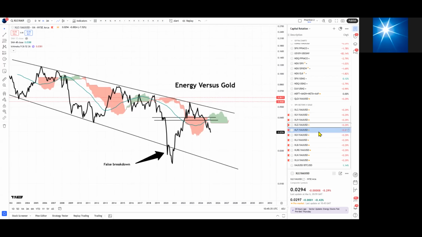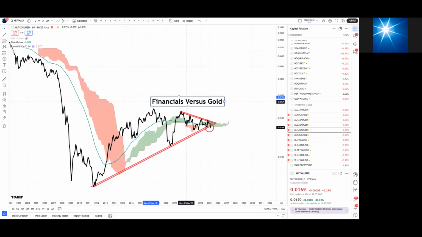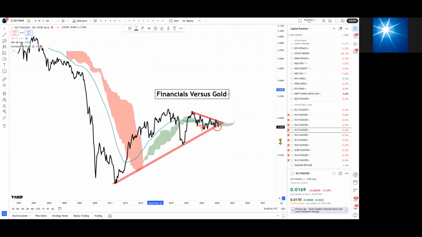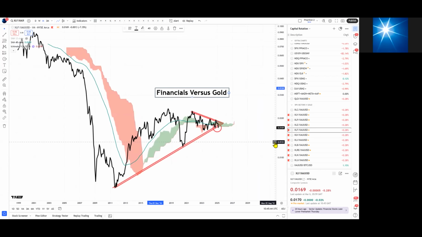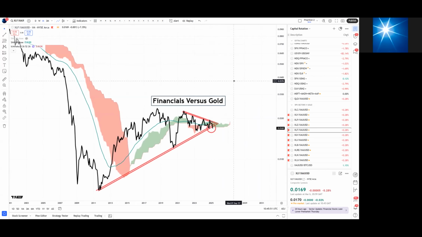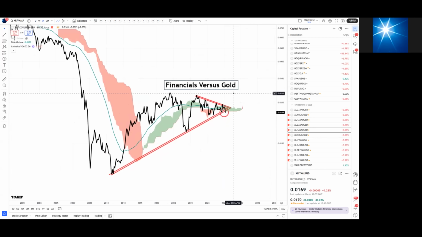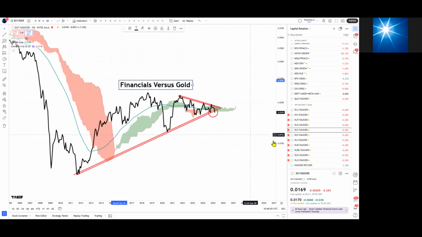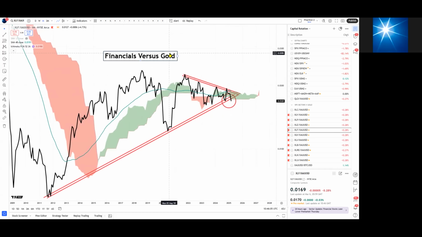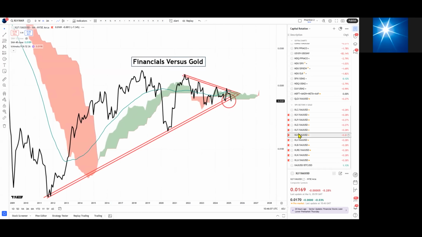XLF is financials, and financials are breaking down versus gold. So we need to keep a close eye on the banks. And if you watch the weekly Market Roundup podcast, you'll know that we do keep an eye on the banking sector via Bank of America. So we're going to keep an even closer eye on the banking sector moving forwards, because financials are breaking down versus gold, below the moving average, below the Ichimoku cloud. And if I zoom right in, if we get a monthly confirmation of that breakdown, then it's game on.